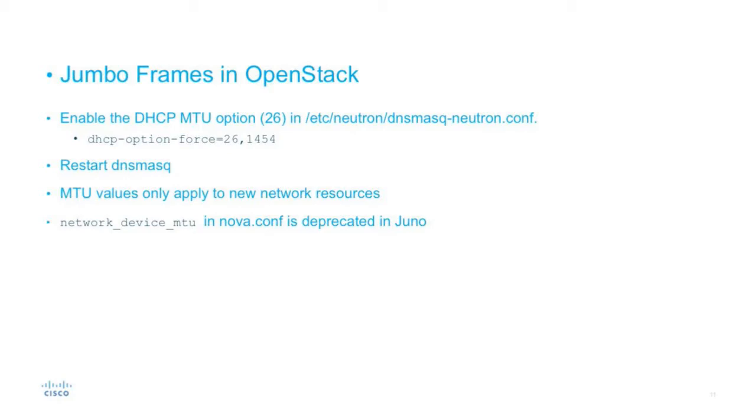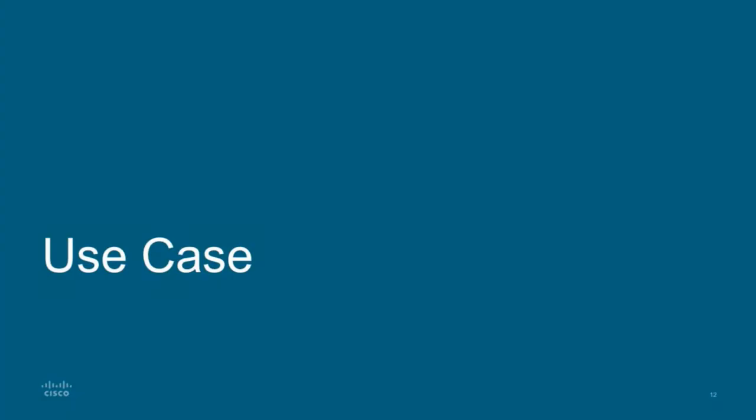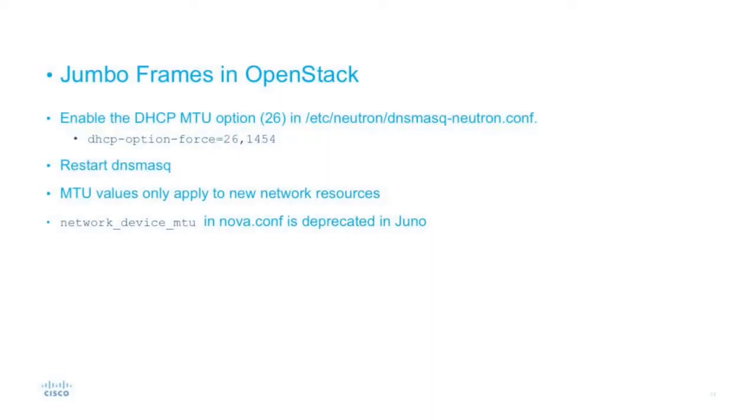So that's actually a good enhancement. And we talked a bit about it in the Neutron IRC channel. They said they're planning to add it so that the moment we configure MTU, everything, old ports and old networks, also get the new MTU value. And network device MTU in Nova.conf is deprecated in Juno.